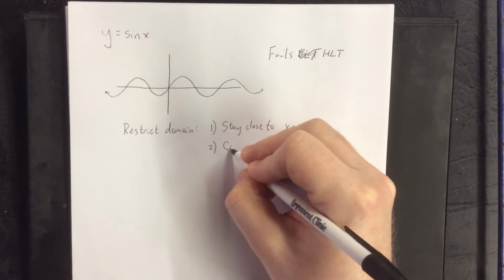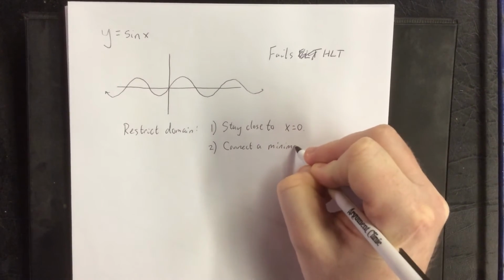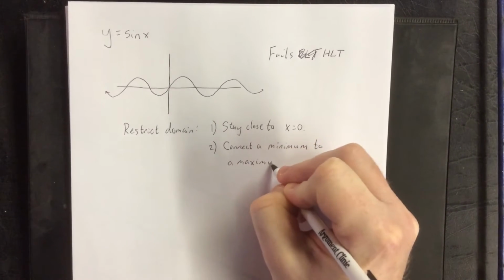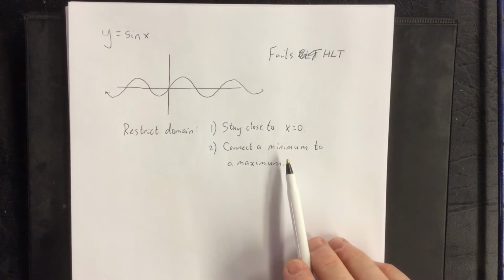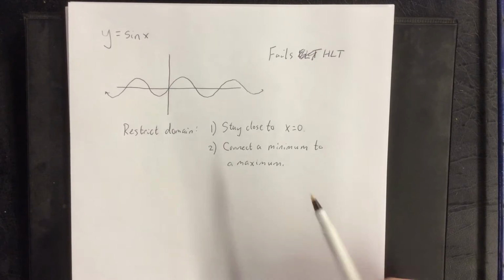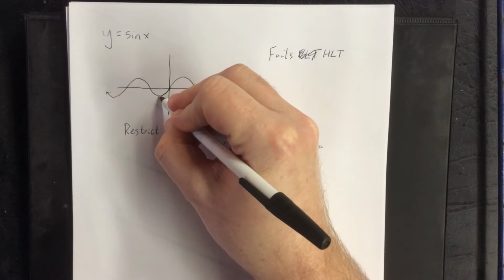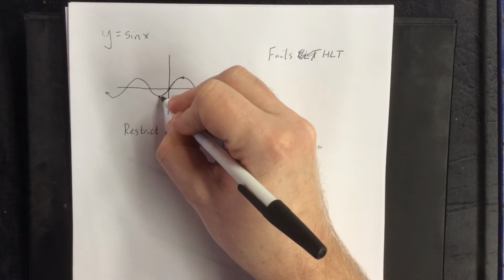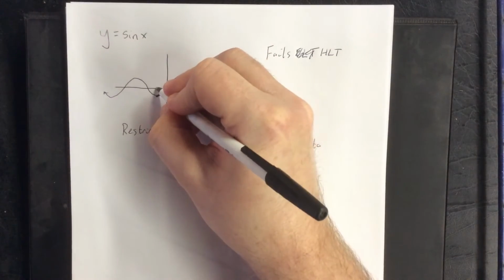Additionally, we're going to connect a minimum to a maximum. And that's it. If I were to go beyond a minimum, this thing would once again fail the horizontal line test, and if I were to go beyond a maximum, it would once again fail the horizontal line test. So starting at x equals 0, I'm going to go to the left until I arrive at a local minimum. I'm going to go to the right until I arrive at a local maximum. This is the only piece of the graph that I want to use.